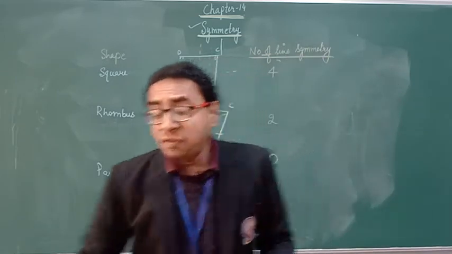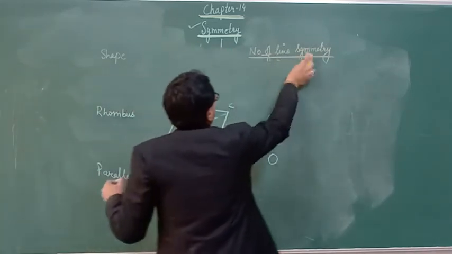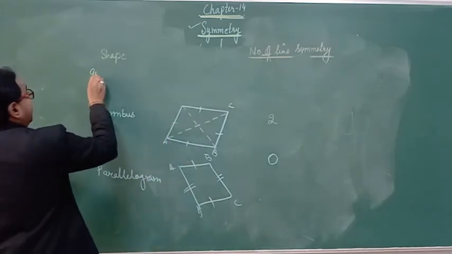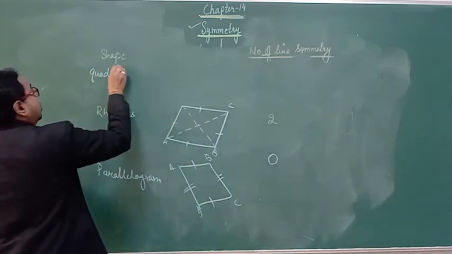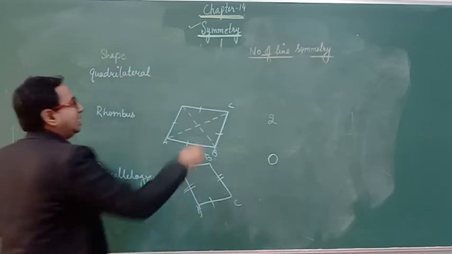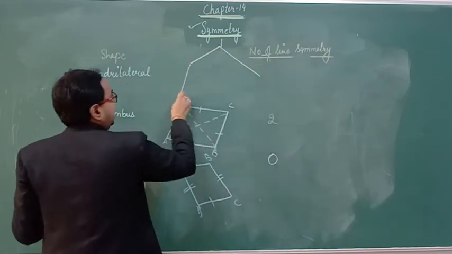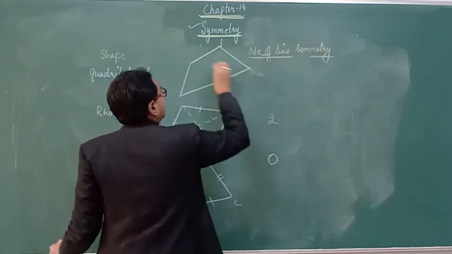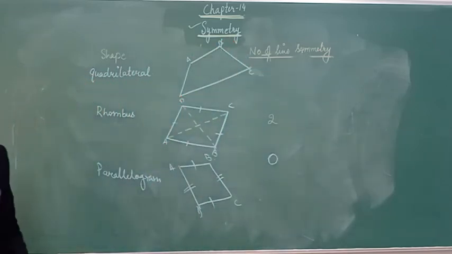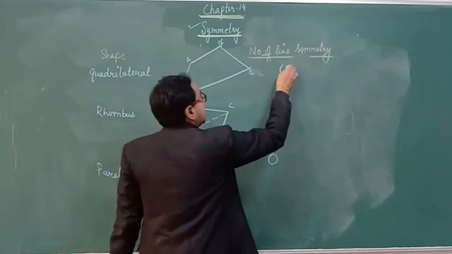Now, we have a quadrilateral. Let's see a quadrilateral. What do you mean by quadrilateral? A 4-sided figure. Because I am talking about a quadrilateral, let me take any random shape. It's a 4-sided figure. Can we go for anything? No, I cannot. If I draw a line of symmetry, I will not get it. So, a quadrilateral has 0 lines of symmetry.